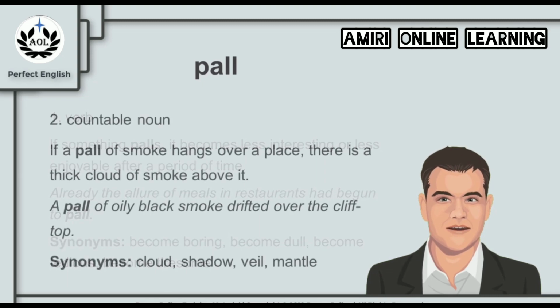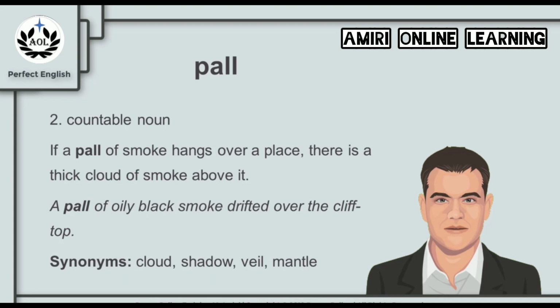And we can use pall in another context, as a noun this time. If a pall of smoke hangs over a place, there is a thick cloud of smoke above it. For example, a pall of oily black smoke drifted over the cliff top. And synonyms for pall in this context are the words cloud, shadow, veil, or mantle.